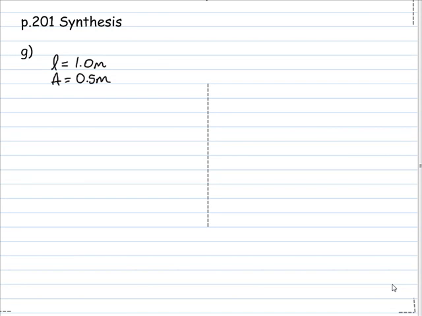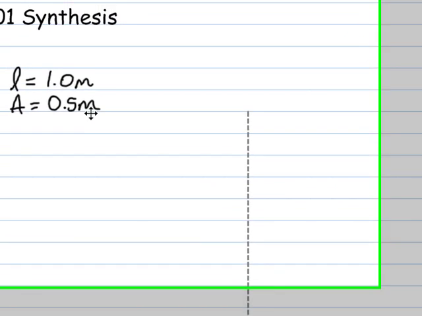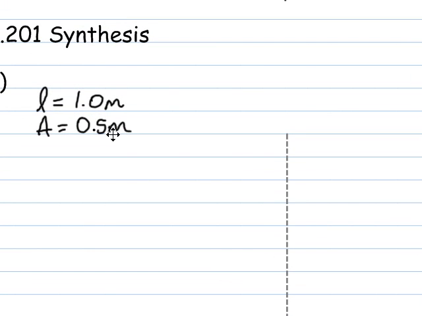A little hint here for your Pendulum Lab. Synthesis, page 199, page 201, part G. You're given the length of the pendulum is 100 centimeters, 1.0 meters, and the amplitude as 0.5 meters, or 50 centimeters. It says, but of course put them into your SI base units.